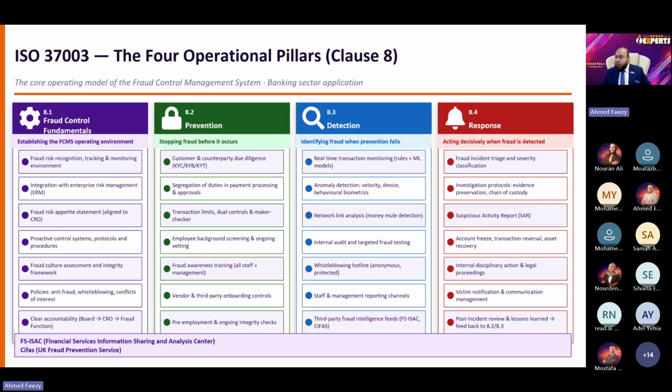Finally, post-incident review and lessons learned. Let me remind you, if you have any question, write it down in the chat box now so we can answer in the last 10 minutes of this webinar. So these are the 4 pillars.